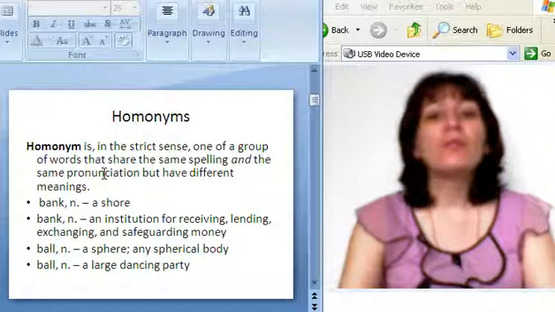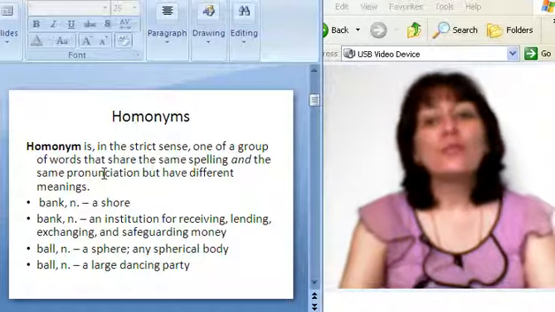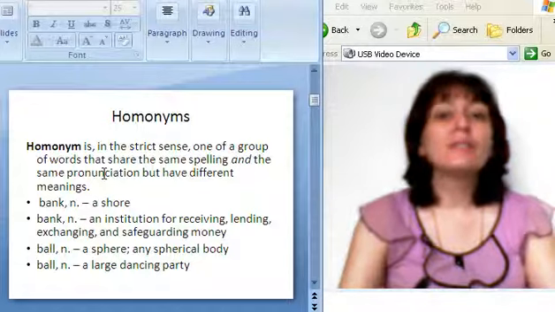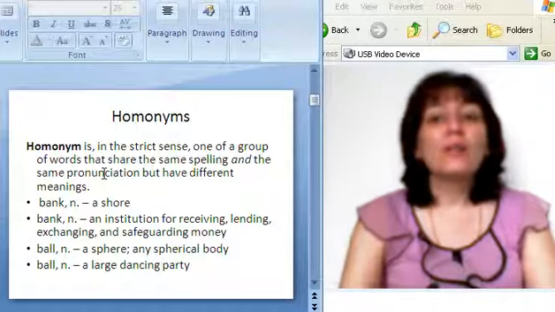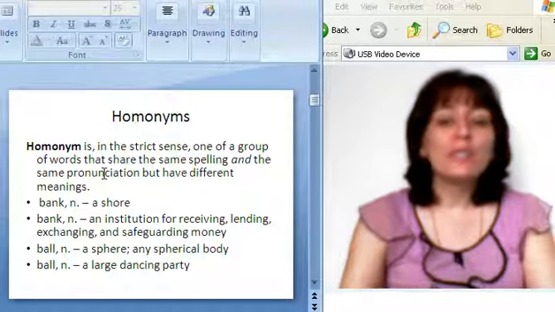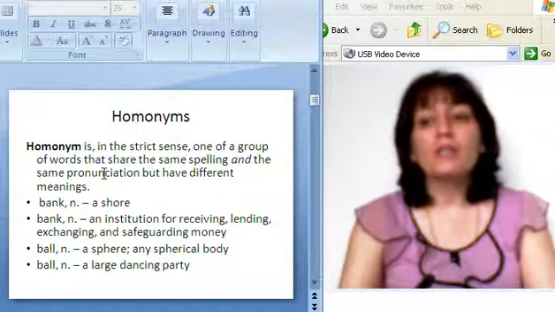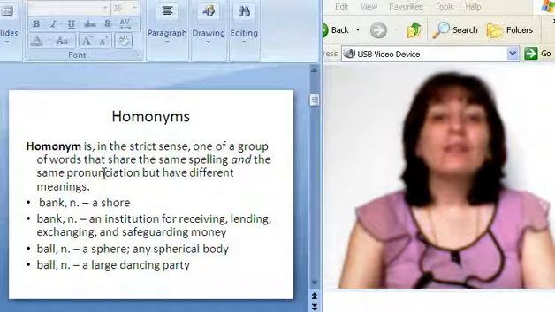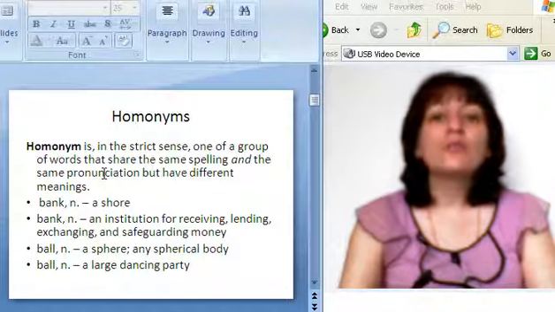For example, bank and bank. So bank as a shore and bank as an institution for receiving, lending, exchanging, and safeguarding money. So ball and ball. So ball as any spherical body, and ball as a large dancing party. English vocabulary generally is rich in such pairs and even groups of words. The identical forms are mostly accidental, we must remember this, and the majority of homonyms coincided due to phonetic changes, which they suffered during their development.